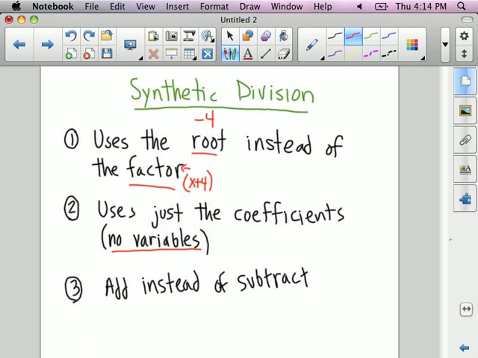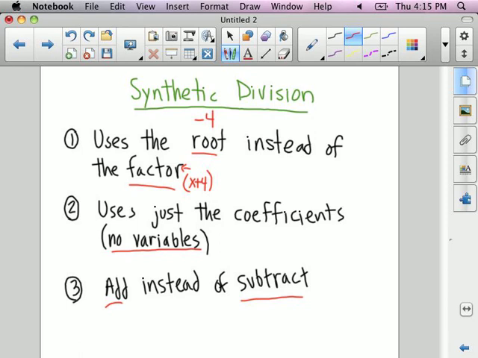And the best thing of all is that when you do synthetic division, you're going to be adding instead of subtracting. Adding tends to be easier for people than subtracting because you'll make silly mistakes all the time when you're subtracting numbers, especially when you get negatives involved. So let's actually hop into an example here.